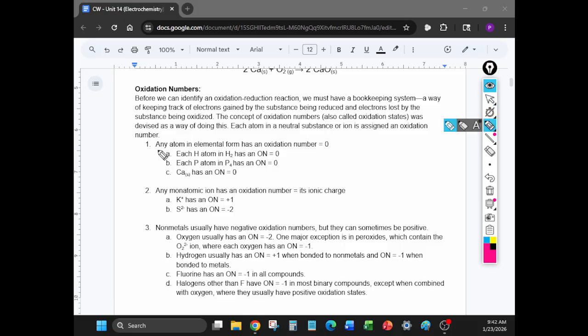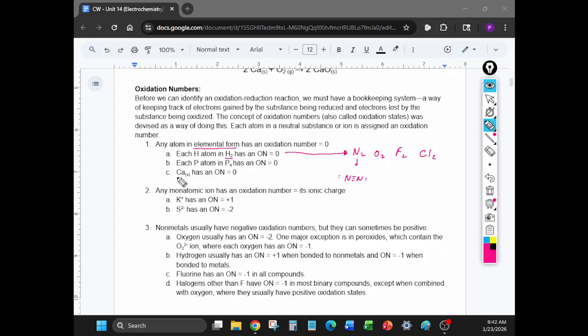So first rule is that any atom in its elemental form, so its most basic form in nature, has an oxidation number of 0. So for example, hydrogen, H2, a diatomic gas, is going to be its elemental form. Other examples of diatomic gases are things like nitrogen, oxygen, fluorine, chlorine, and so on. These gases are in their elemental form when they are diatomic gases, so when you have two of the elements bonded together, each of the elements will have an oxidation number of 0.